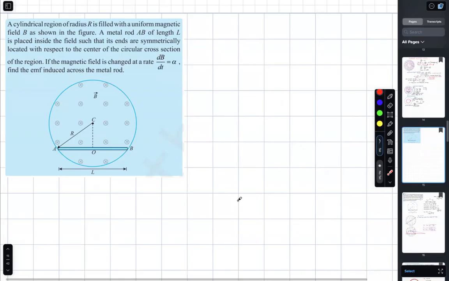A cylindrical region of radius R is filled with a uniform magnetic field B, as shown in the figure. A metal rod AB of length L is placed inside the field. You can see the arrangement. How to solve this question?